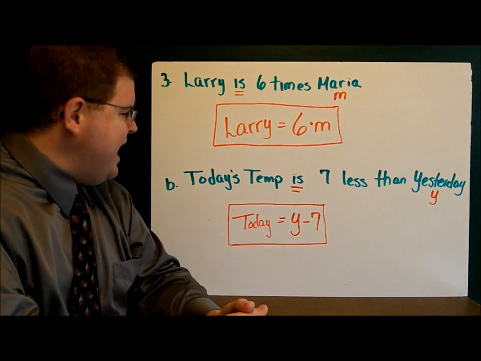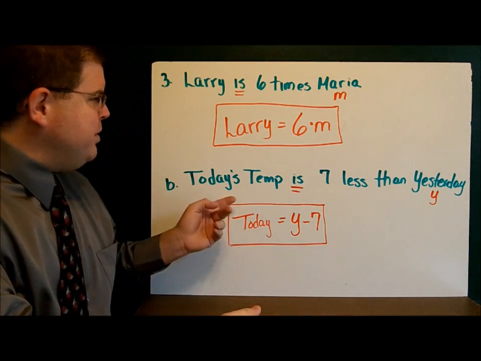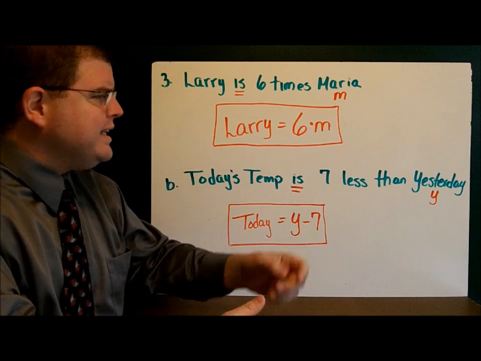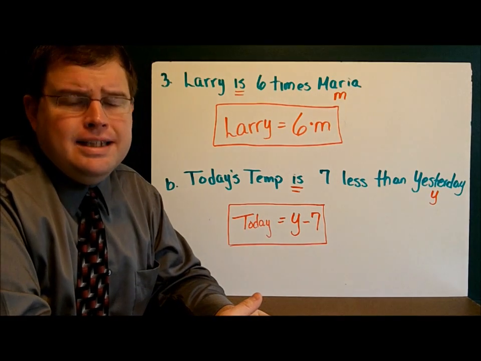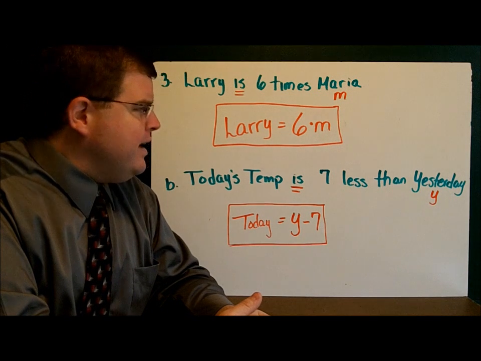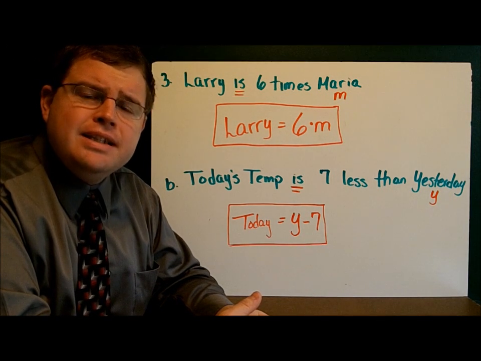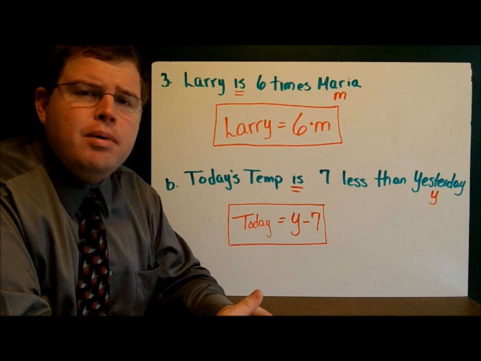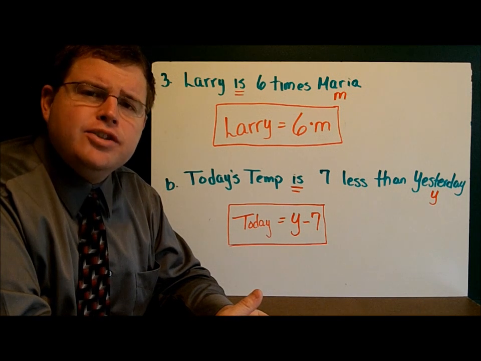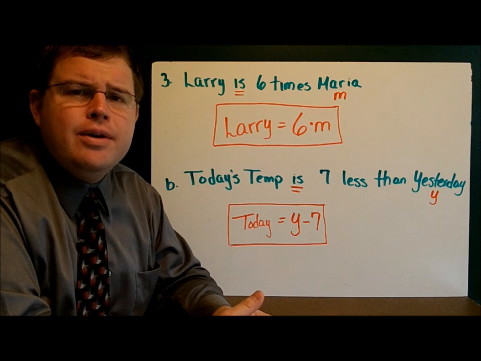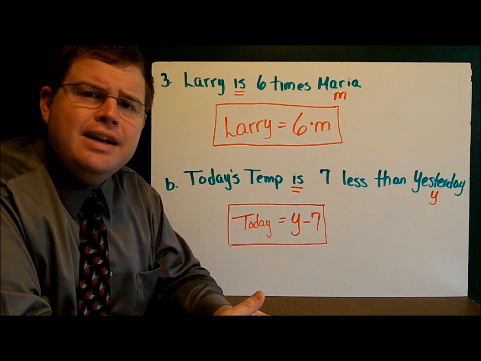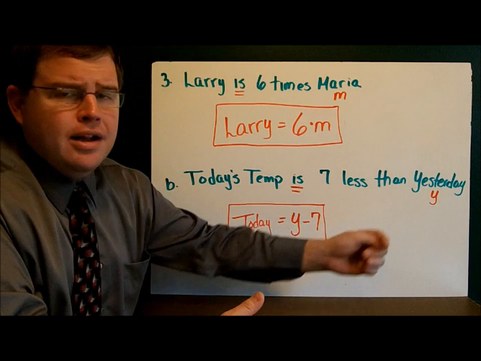Let's take a look at B. Today's temperature is 7 degrees less than yesterday. So if yesterday was 100, today's 100 minus 7. If yesterday happened to be 50 degrees, today is 50 minus 7. But we don't know anything about yesterday's temperature. I don't know if it was hot, I don't know if it was cold, I know nothing at all about it. And since I know nothing about it, I'm going to call it y.